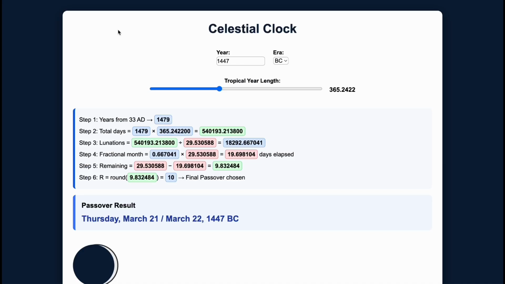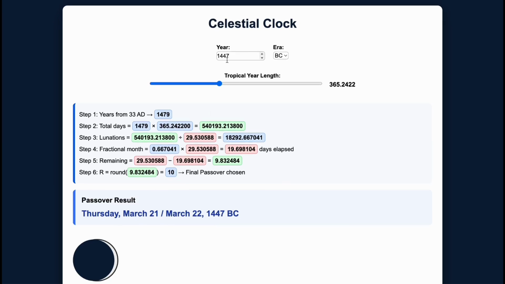Now if you follow part 1 of this same study of the celestial clock, you'll see that we already showed the math on how to arrive at these dates. And we're given a choice of going 10 days forward or 10 days backwards. In the case of 1447 BC, Mr. Camping chose to go backwards to Thursday, March 21st / March 22nd of 1447 BC. Now we're going to show which one fits better with the Bible.